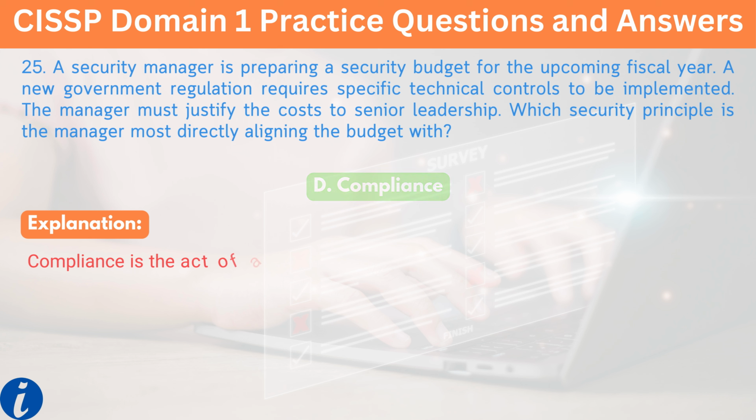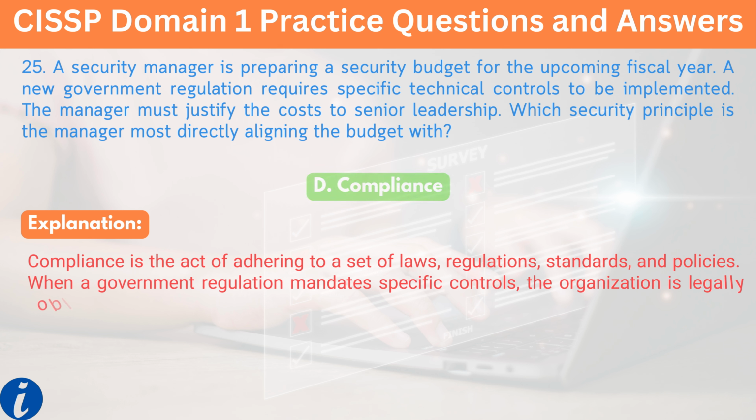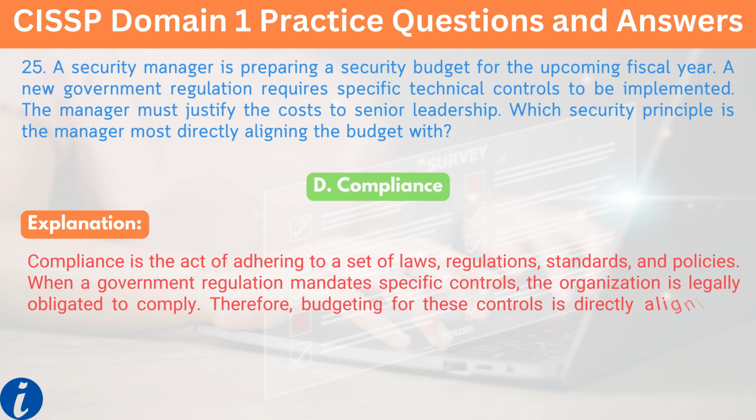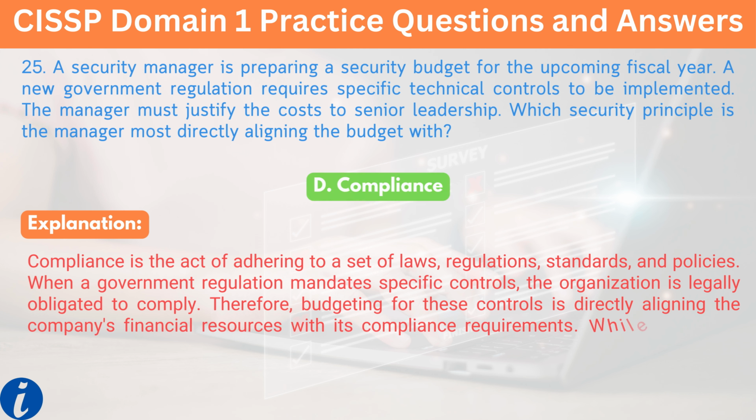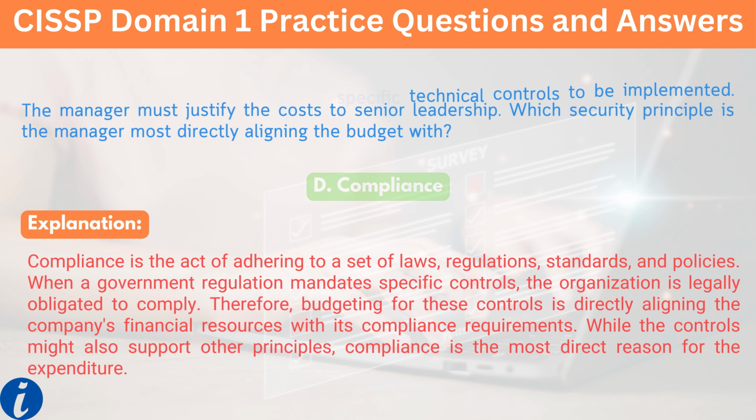The correct answer is D. Compliance. Explanation. Compliance is the act of adhering to a set of laws, regulations, standards, and policies. When a government regulation mandates specific controls, the organization is legally obligated to comply. Therefore, budgeting for these controls is directly aligning the company's financial resources with its compliance requirements. While the controls might also support other principles, compliance is the most direct reason for the expenditure.